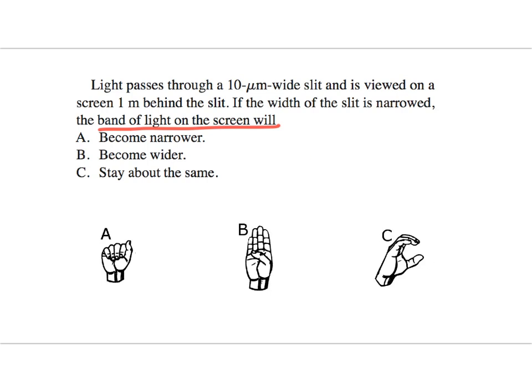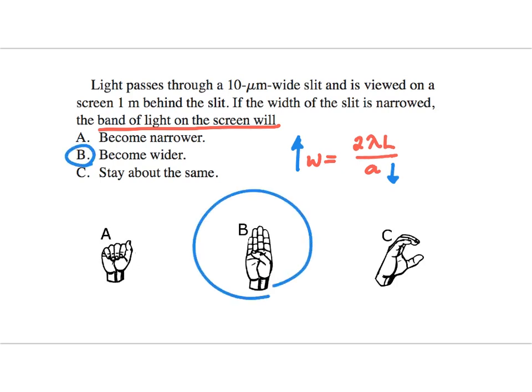Well, the basic relationship is that the width of the central maximum is 2 times lambda times L divided by A. A is the width of the slit, so if the width of the slit goes down, the width of the band of light, the central maximum, is going to increase. And so the answer is that it will become wider. It is B.